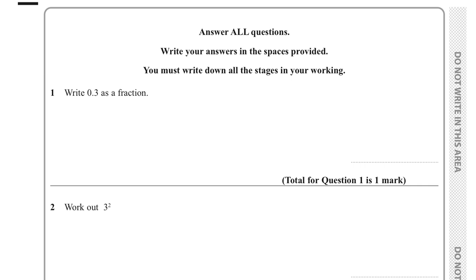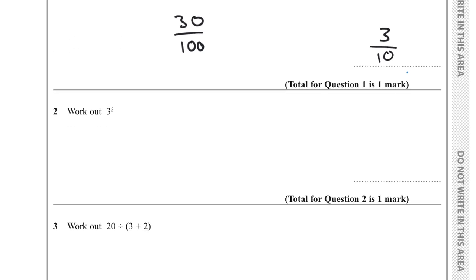So 0.3 as a fraction, that's just going to be 3/10. Or you could say 30 over 100, that's fine as well. Anything along those lines is fine. 3 squared, remember that means 3 times 3, so that's 9.